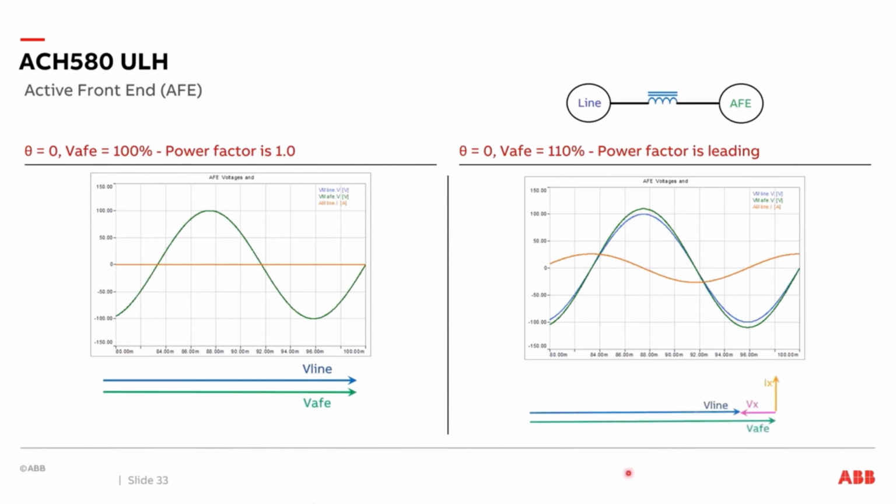When we look at our phasors, we see the voltage of the active front end is higher by 10% than the voltage of the line. Therefore, Vx is now pointed into the line voltage, and Ix is pointed up at 90 degrees.